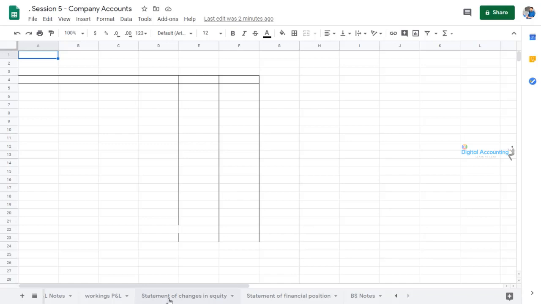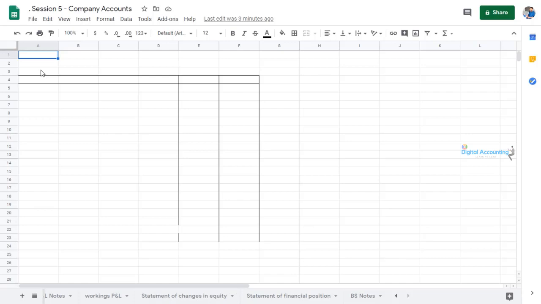Here are some exam points for students. The page order is very important to follow the flow of the answer. The first page for statement of profit or loss and other comprehensive income, and the second page for its notes, and the third page keep for workings for your P&L, and the fourth page for statement of changes in equity, and the fifth page for statement of financial position, as we don't need to write notes for statement of changes in equity. Sixth page, statement of financial position notes.